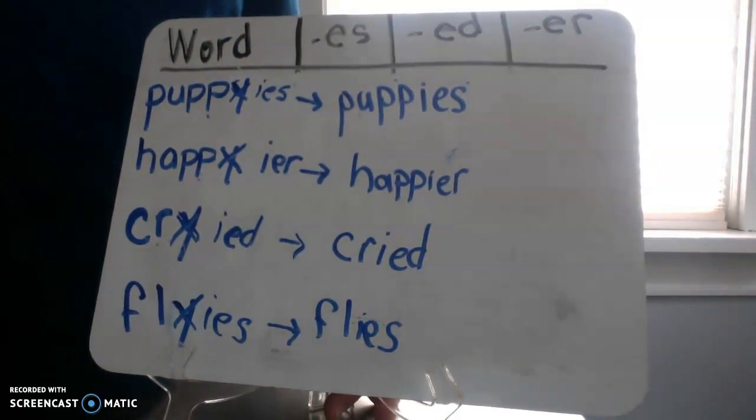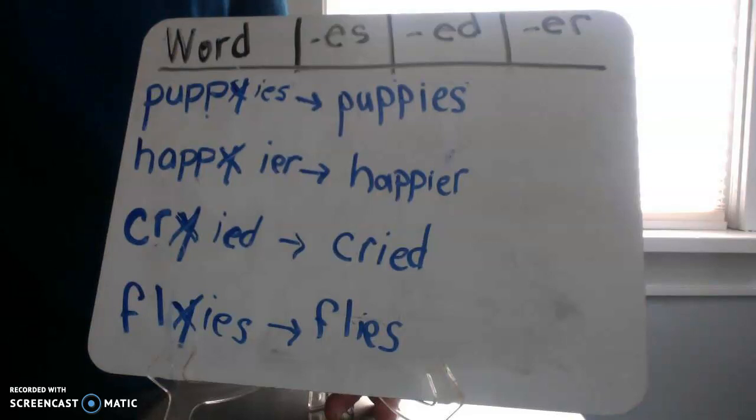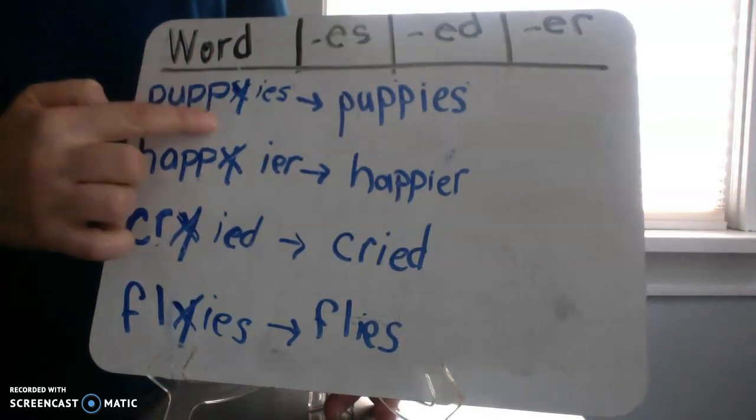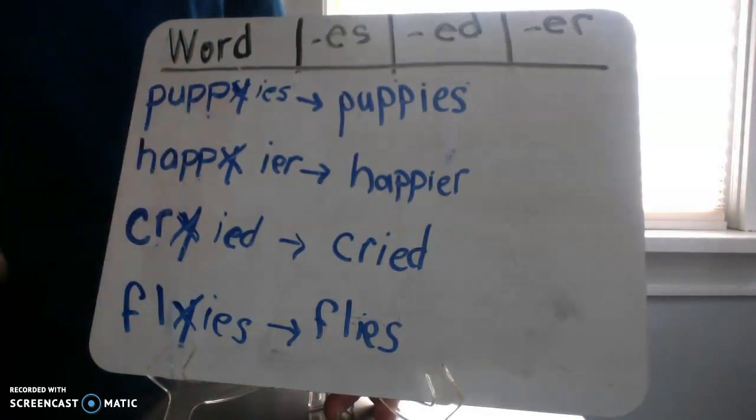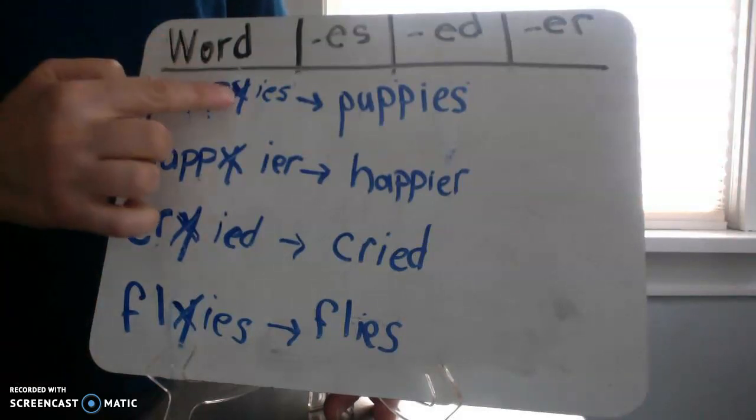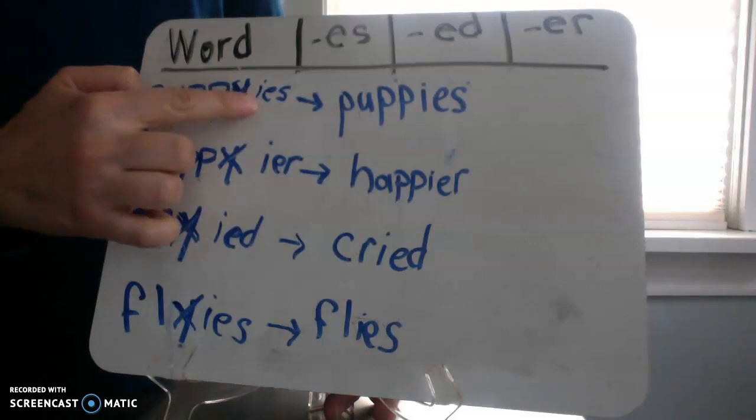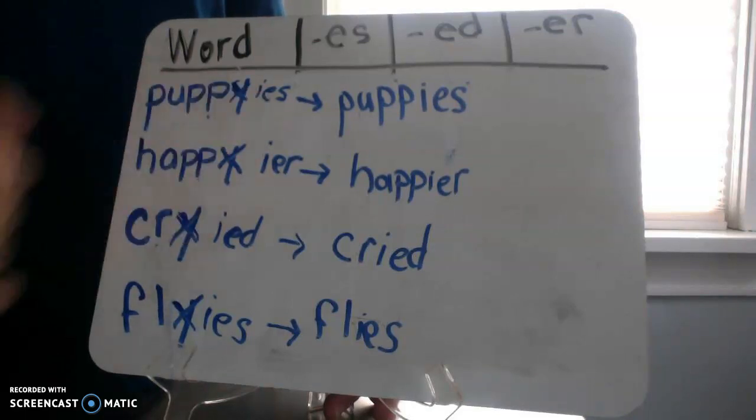So what did we learn today? We learned, boys and girls, about the Y rule for spelling. When there's a consonant and then a Y at the end of a word, and we want to add a suffix, we cross out the Y and we add an I, and then we write our suffix.